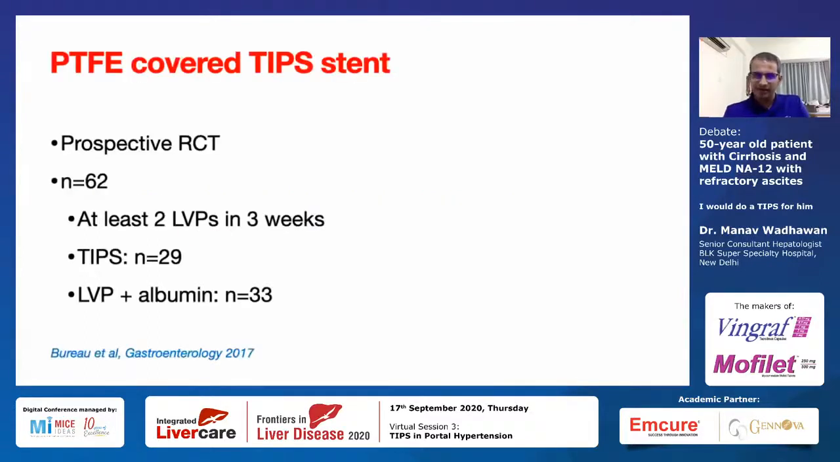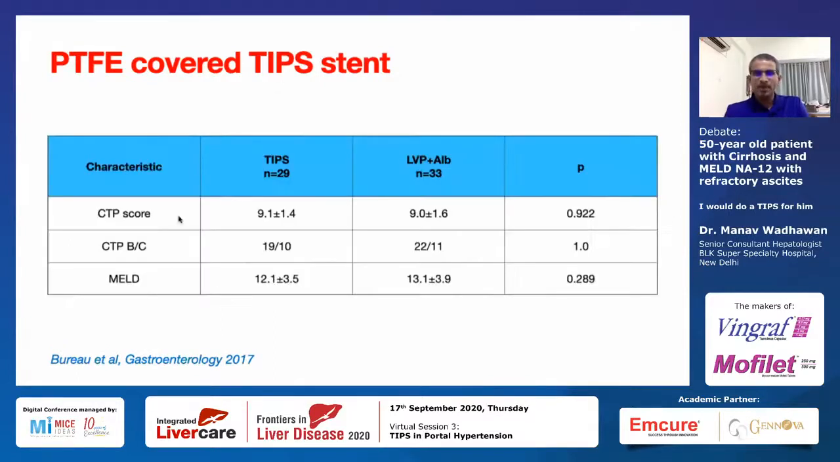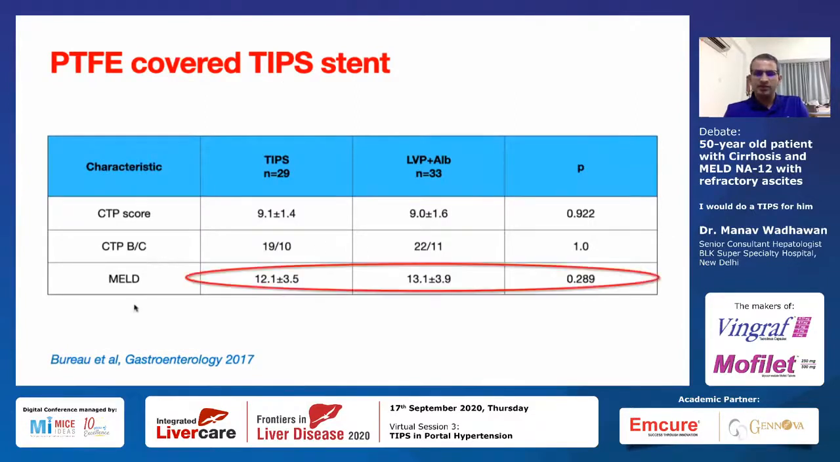I would say yes. To support my claim, let me present to you a randomized controlled trial published in 2017. This is a French study. 62 patients were included. 29 were randomized to TIPS, and 33 to LVP plus albumin. And they defined refractory ascites as a standard criteria. Look at the baseline characteristics. Look at the MELD score here. 12 plus minus 3, 13 plus minus 3, exactly the MELD score we are talking about. MELD score less than 15, preferably in the range of MELD sodium of 12.